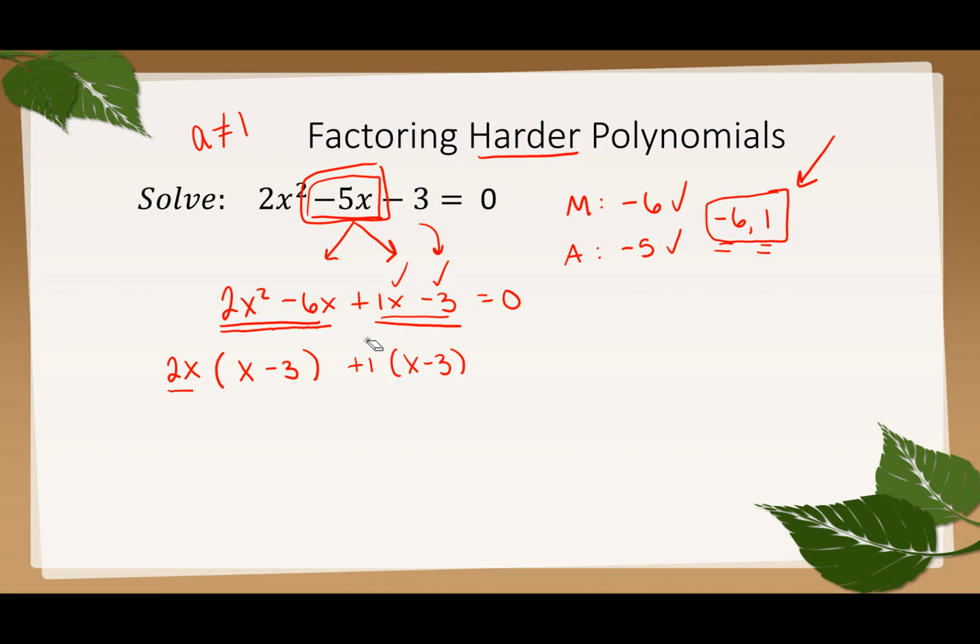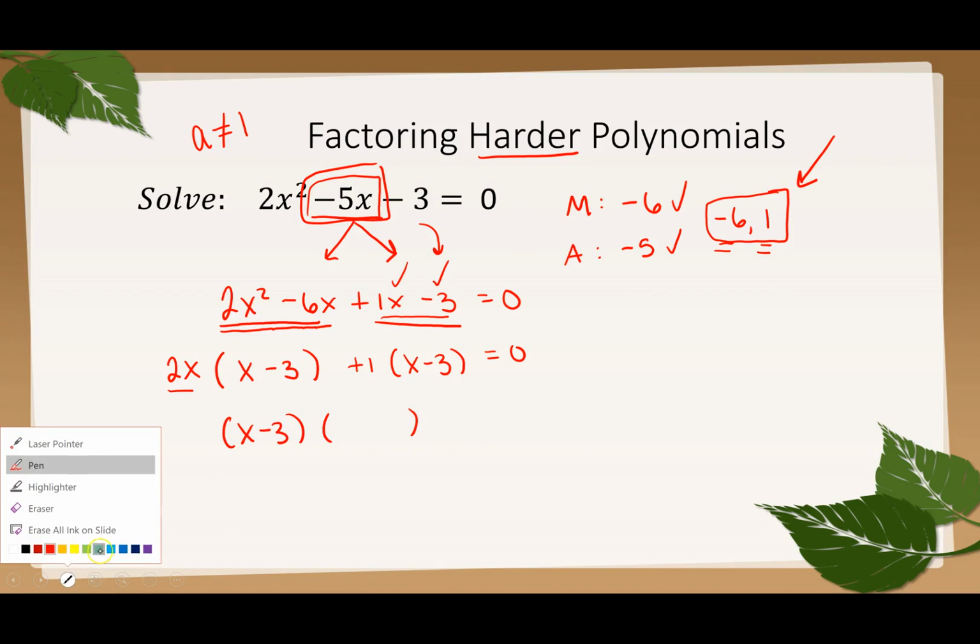All right, the last step of factoring here is going to be to basically pull out an x -3. So I'm going to have an x -3. And then your other parentheses is going to be from the remaining this and this. So you'll have a 2x plus 1.